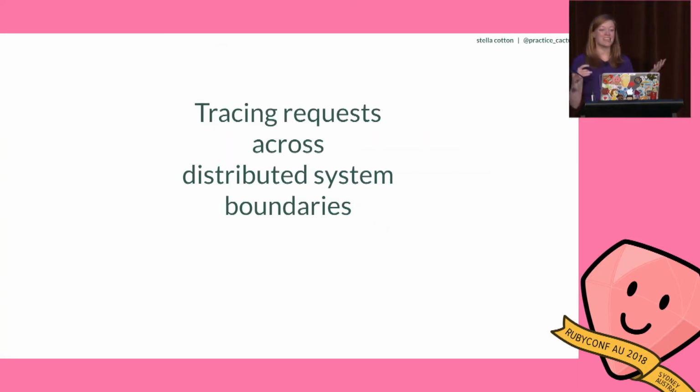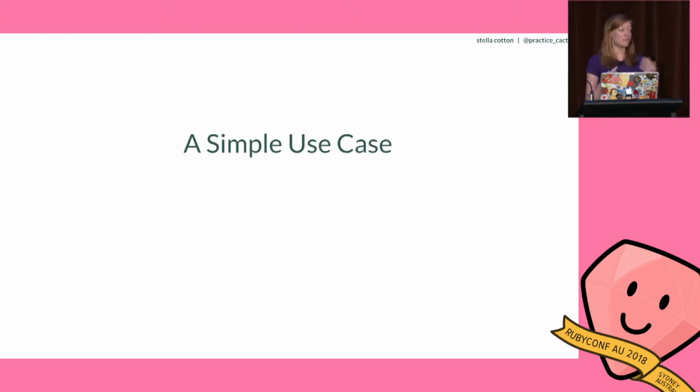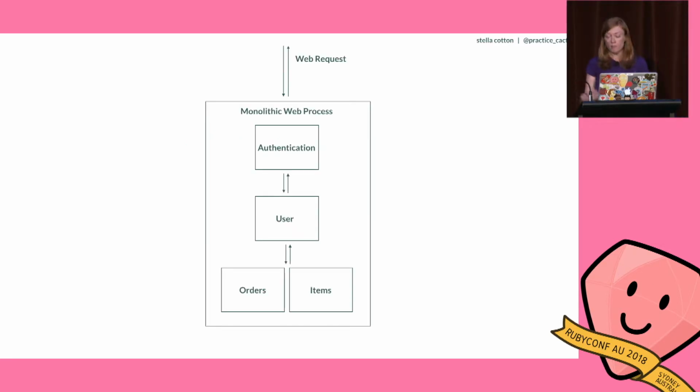So distributed tracing is giving us the ability to trace a request across a distributed system boundary. I'm going to give a simple use case. Let's say you have an e-commerce site, and you want to show users all of the recent orders that they've placed on the site. In a monolithic architecture, you have one web process. It's going to return information in that web request. You'll have users, they place orders, orders have items, pretty standard Rails app kind of stuff. So we're going to authenticate our user, grab the orders and the items, render them on a page.